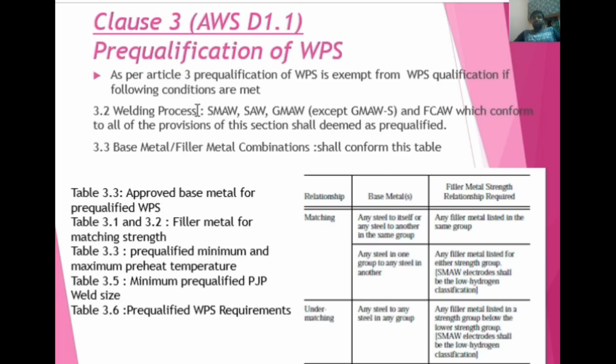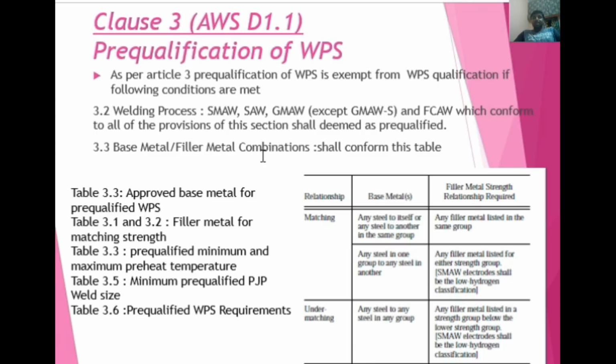So welding processes: SMAW, SAW, GMAW except GMAW-S. GMAW-S, if it is there, then we have to qualify the WPS. SMAW, SAW, GMAW, and FCAW, which conform to all the provisions of this section, shall be deemed pre-qualified. So SMAW, SAW, GMAW, and FCAW we can use as a pre-qualified WPS.